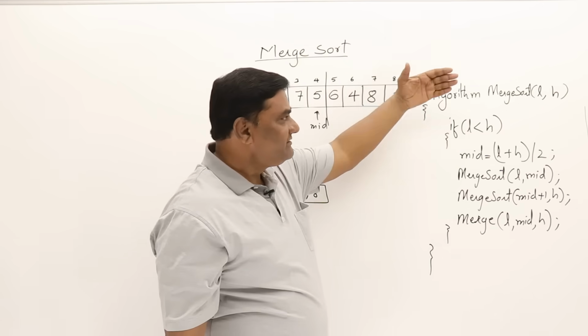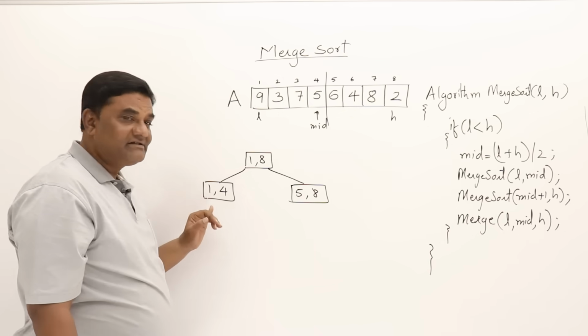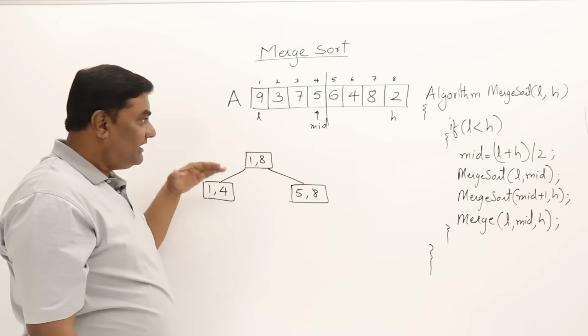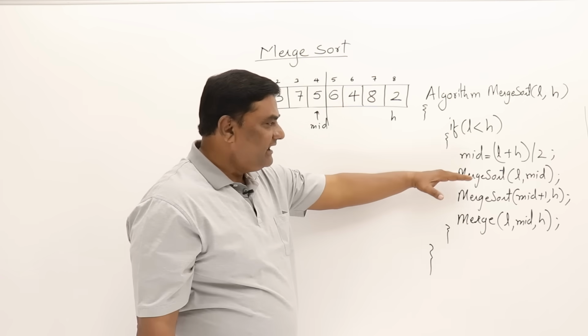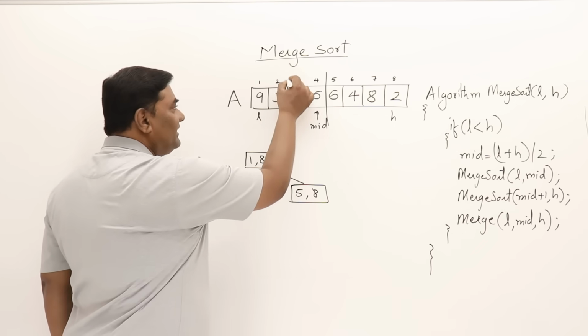Now MergeSort calls itself. Low is less than high. Yes, 1 is less than 4. So again find out mid and call these two. So it means these 4 elements are also large. Divide them.